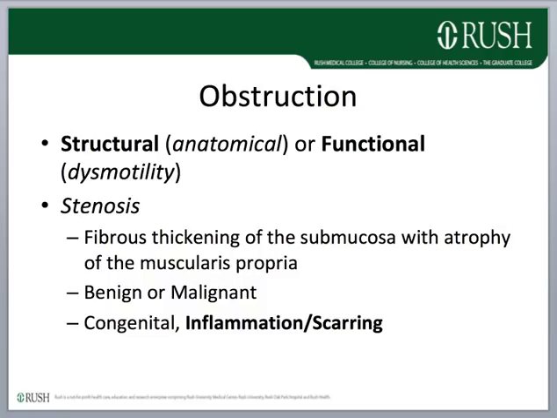So we'll start off with one of the more important pathological changes that occurs in the esophagus, and that's obstruction. Since the esophagus mainly functions as a conducting tube, obstruction is one of the most important pathological changes that you can find.